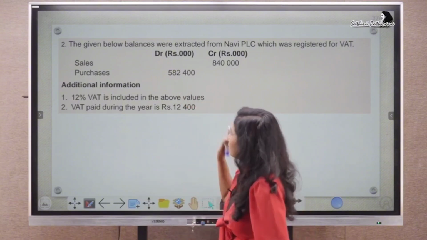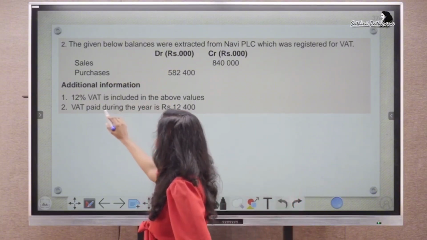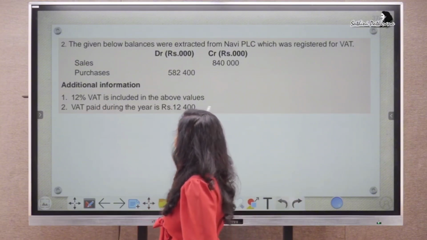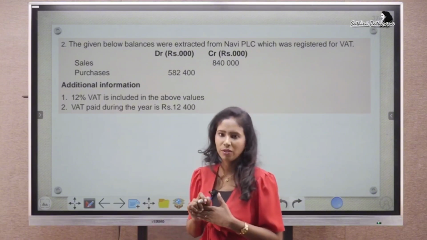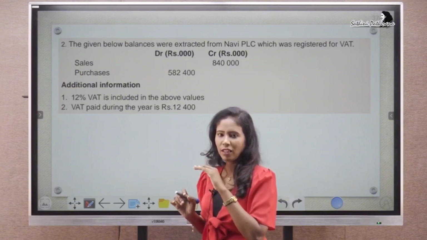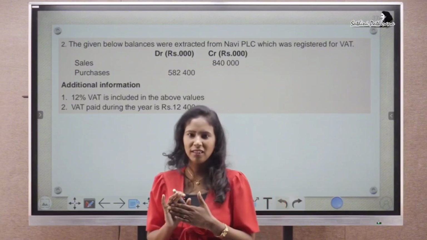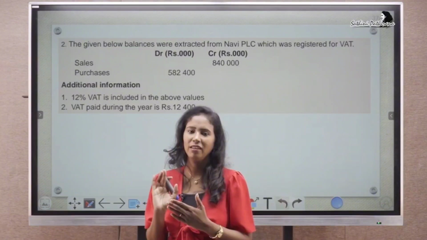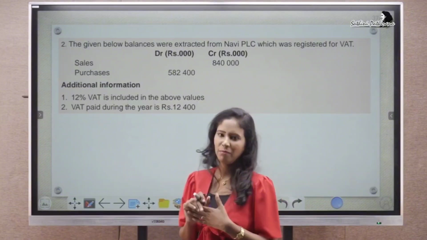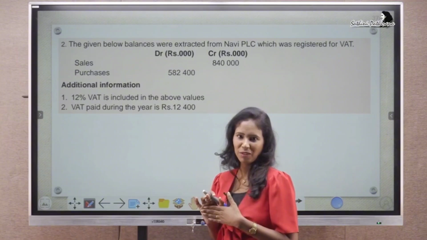Sales and purchases are given including 12% VAT. If you check the additional information, 12% VAT is included in the above values. So in these values, 12% VAT is included. I have seen children make mistakes in this area again and again. Even if we tell them several times, they make the same mistake. You know, children, what is this mistake? Even you may have made this mistake.